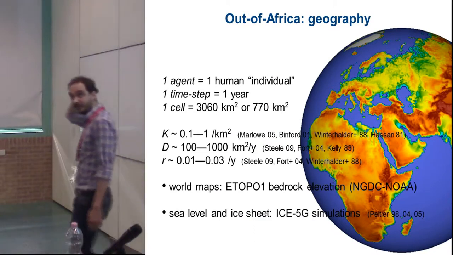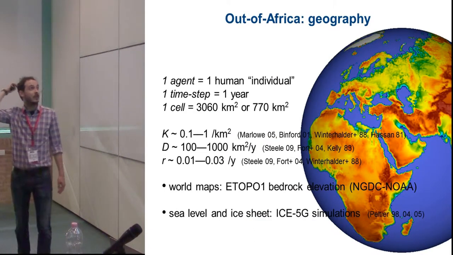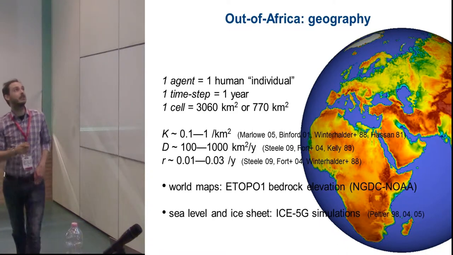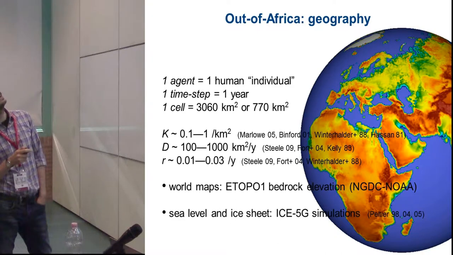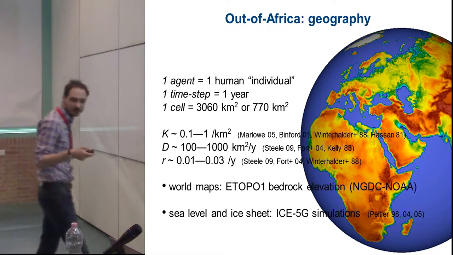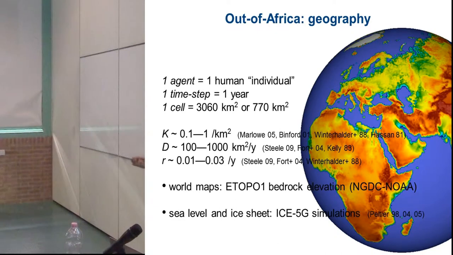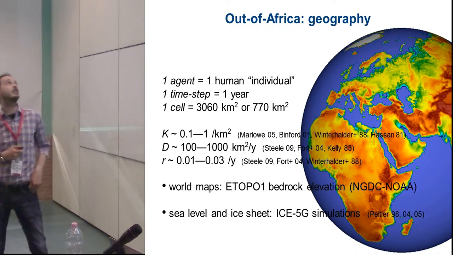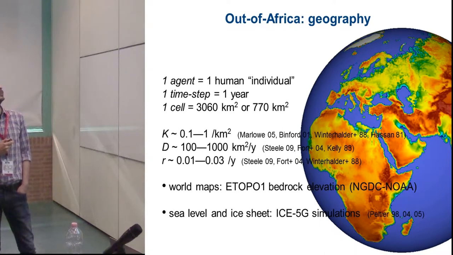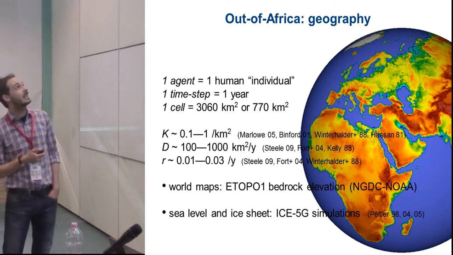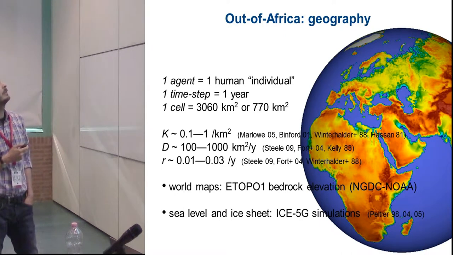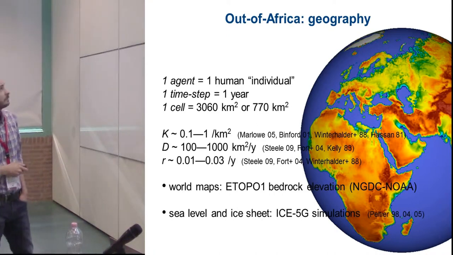So how to make this more concrete? We can define GIS information on the grid. So this is what our grid looks like when we plot false color, altitude, and ice coverage. And now, once we define a scale for the system, then we can also define what parameters we would like to have for the simulation. So we require to have one agent for every human individual in the simulation with time steps of 1 year. And the cell sizes that we use are of roughly 55 by 55 kilometers or 25 by 25 kilometers.